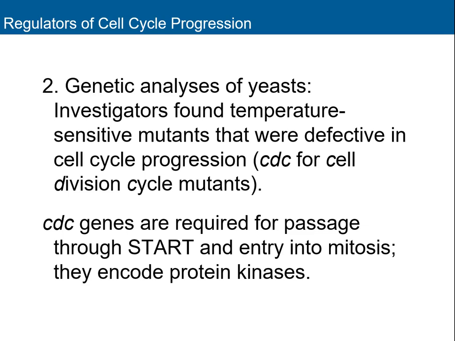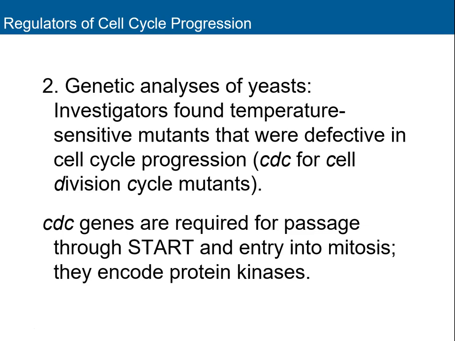Number 2, genetic analysis of yeast. Okay, so now we're using yeast cells. That was frog oocytes, the last one. Investigators found temperature-sensitive mutants that were defective in cell cycle progression. These are mutants that weren't able to progress through the cell cycle because they don't have these CDC genes.